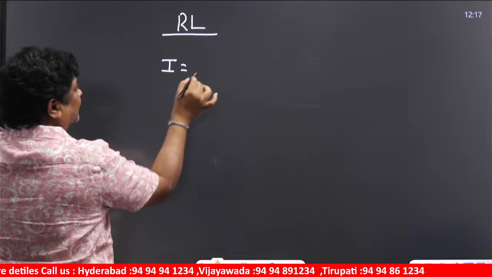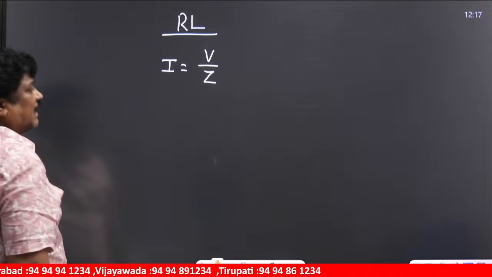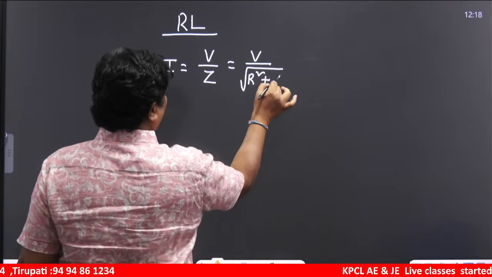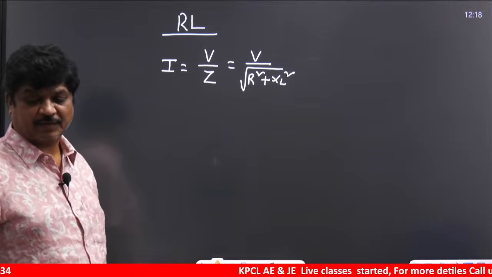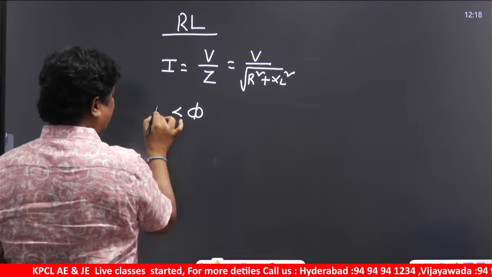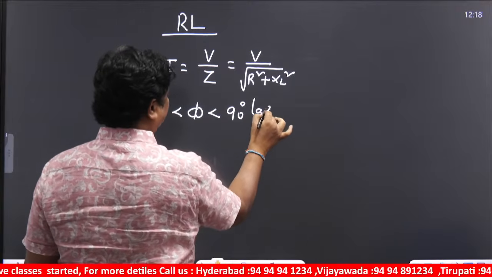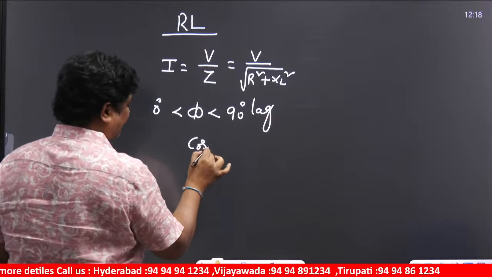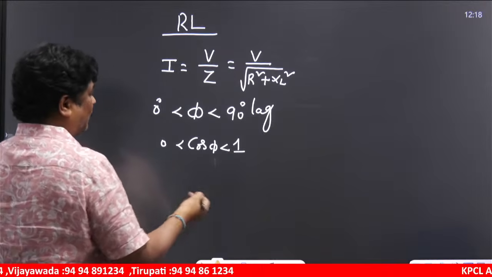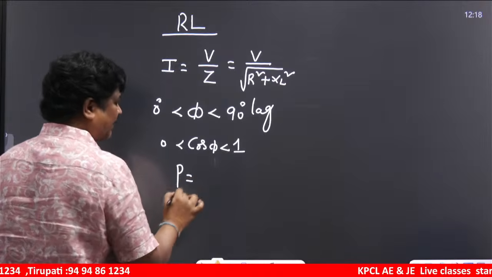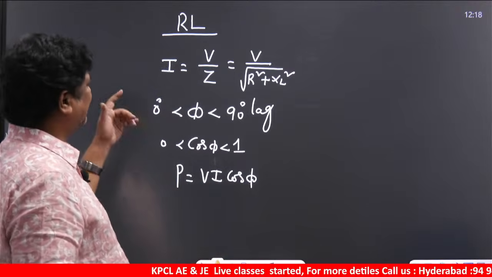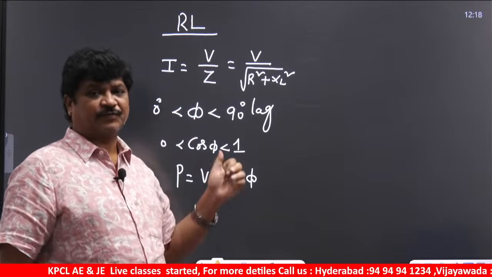Current I is equal to V divided by Z, nothing but V divided by square root of R square plus XL square. Next, phi angle is greater than 0 degrees, less than 90 degrees, lagging. Power factor cos phi is greater than 0, less than 1. Active power formula: P is equal to VI cos phi. The angles and vector diagrams we already discussed.